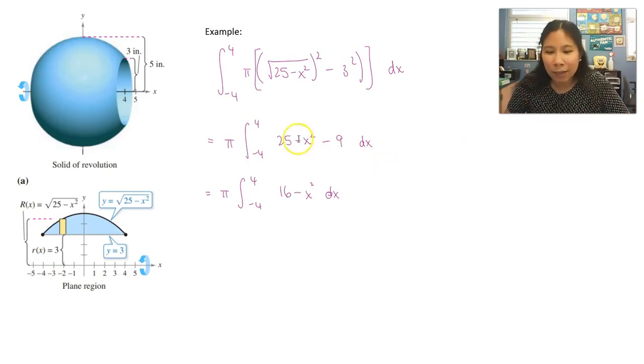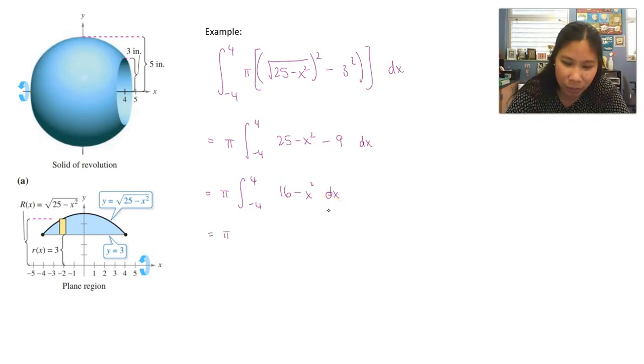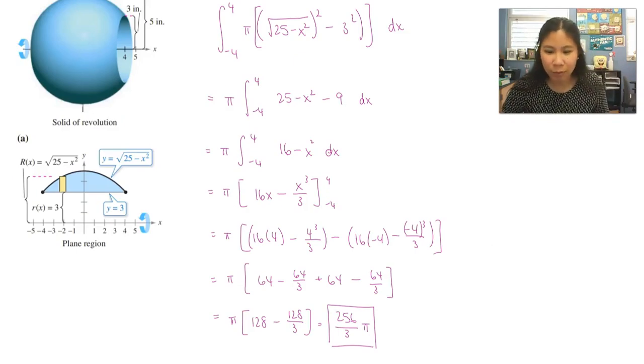So squaring things out and then combining some like terms, I end up with pi times the integral from -4 to 4 of 16 minus x squared dx. So this is pretty easy to find the antiderivative of from here. 16 would become 16x, x squared would become x cubed over 3, and then we're plugging in -4 and 4. So plugging in and simplifying, I end up with a total of 256 over 3 pi.